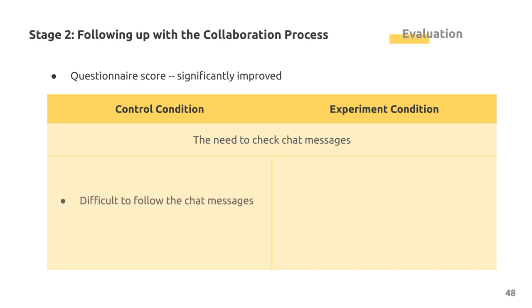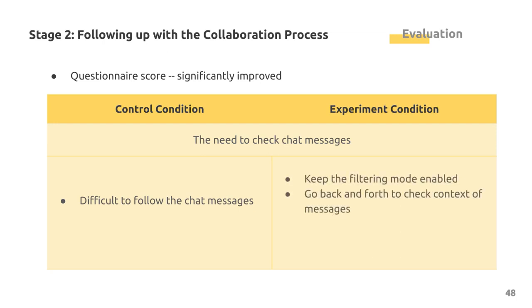Participants in the experiment condition benefited from the established connection between messages and notebook. Most of them kept the filtering mode enabled and went back and forth to check the context of messages. They also used the diff view to better understand how a code change resulted in an output change.